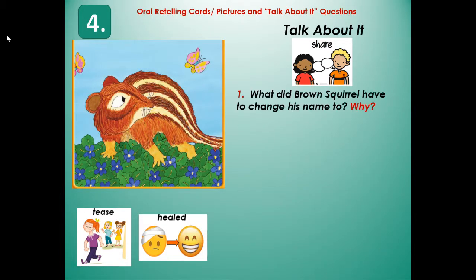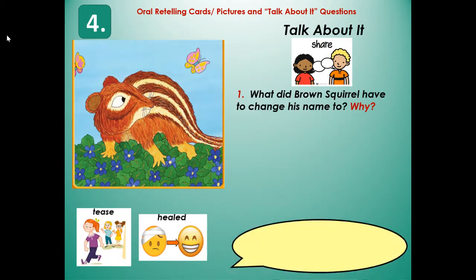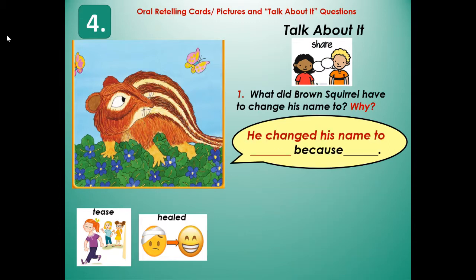So, what did Brown Squirrel have to change his name to and why? So he changed his name to... because, so think of the title of the story. Well, he changed his name to Chipmunk because he now has stripes going down his back.